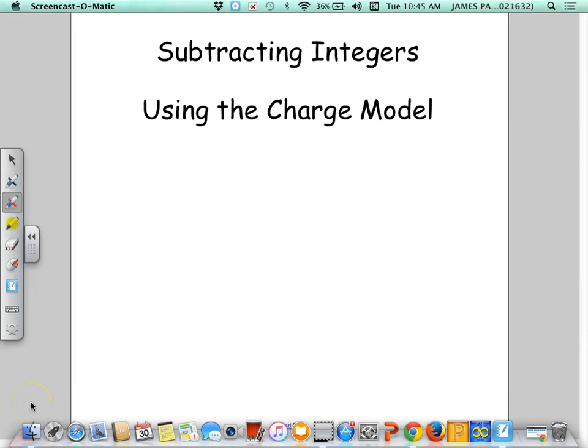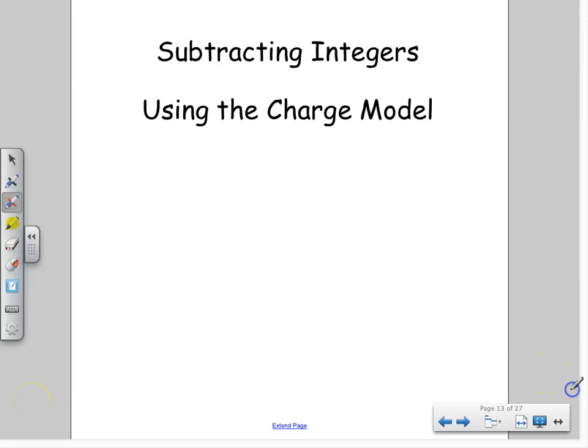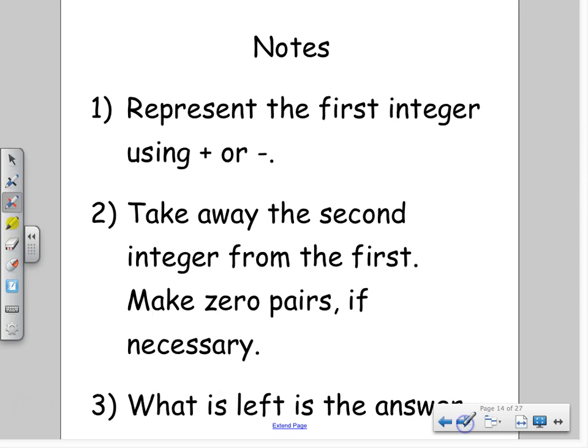Okay, today we're going to be subtracting using the charge model. Now this is going to be a little bit different from adding, but not that much different. You still represent the first integer using positives or negatives. After that, you're going to take away the second integer from the first. And sometimes we have to make some zero pairs to make that happen. And what's left over is your answer.